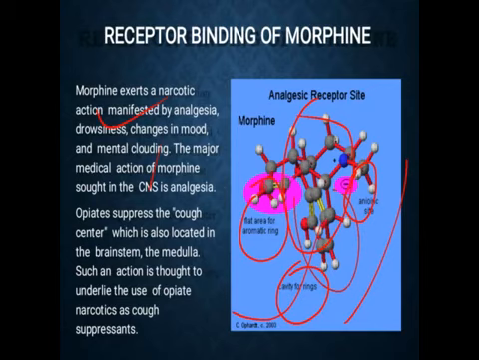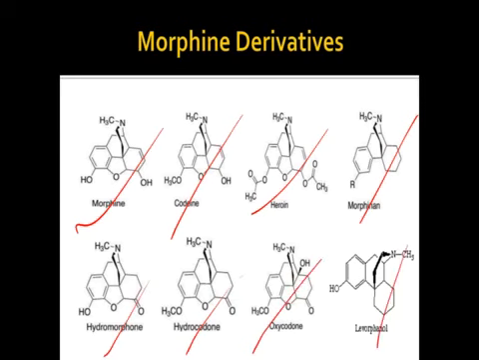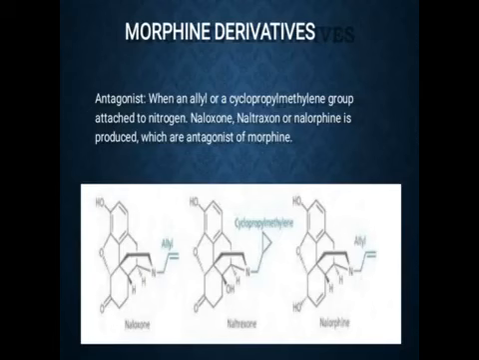And it will show the narcotic activity. Okay, so these are some morphine derivatives. So morphine is there, codeine, heroin, hydromorphone, hydrocodone, oxycodone, levorphanol. So these are some examples which come under the narcotic analgesic or opioid analgesic, which are the morphine derivatives.